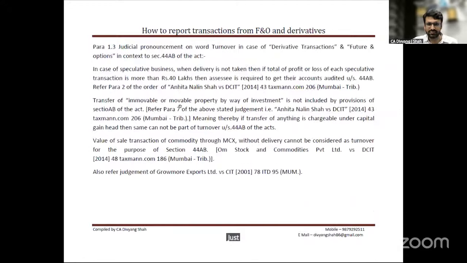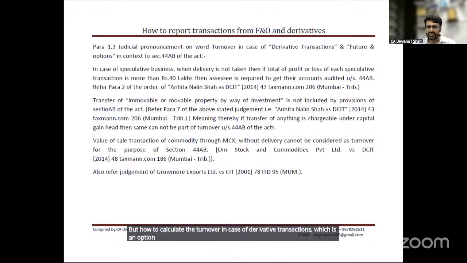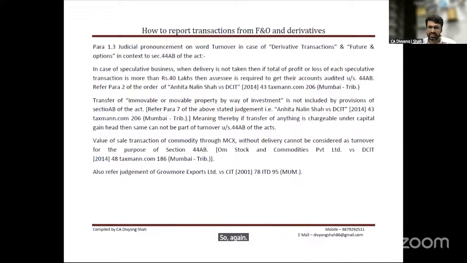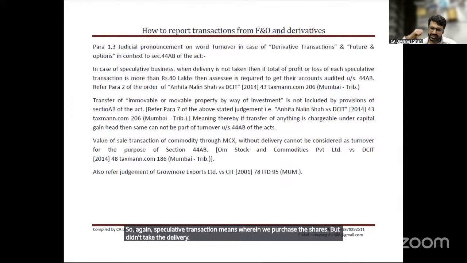Now, whether the calculation we have discussed, on how to calculate turnover in case of derivative transactions, futures and options, whether judgments are available which support our contentions, the answer is yes. The first judgment is of 2014 of the Mumbai Tribunal in the case of Anhita Nalin Shah, wherein the Honorable Tribunal has held that in case of speculative business, when delivery is not taken, then the total of profit or loss of each speculative transaction is the turnover. Speculative transaction means wherein we purchase the shares but don't take the delivery.